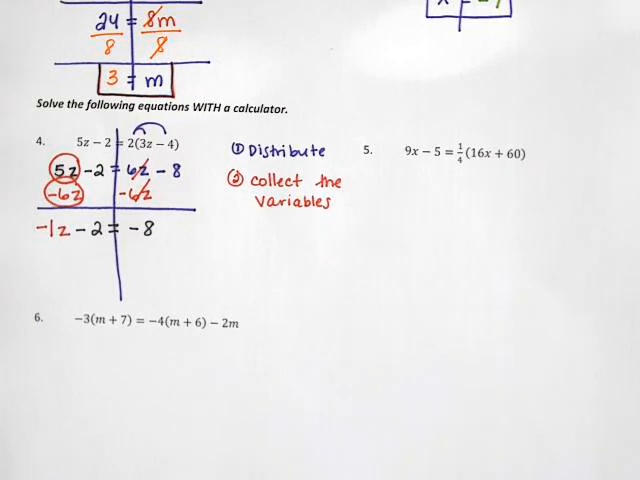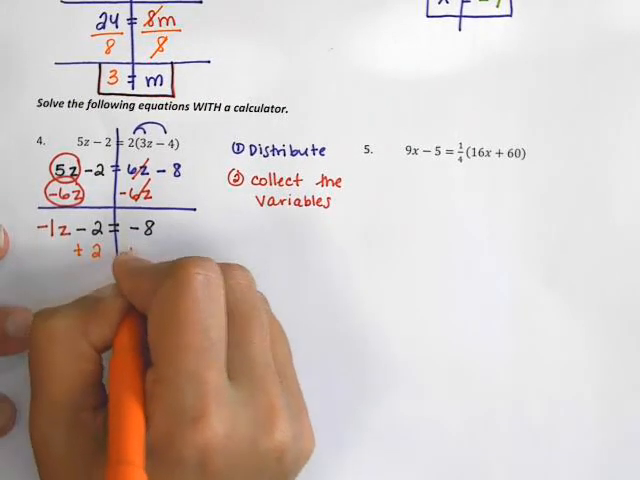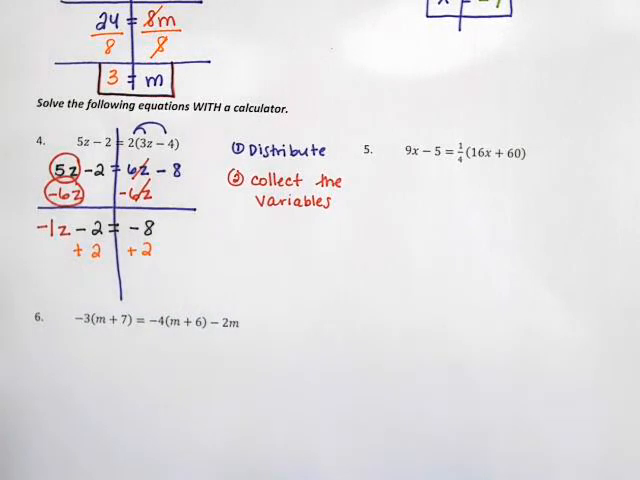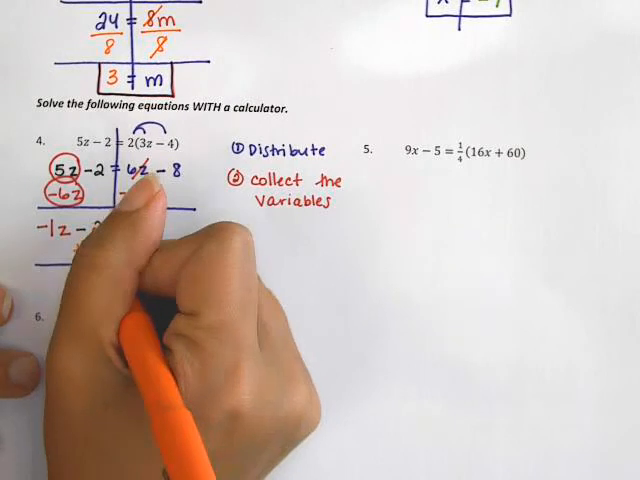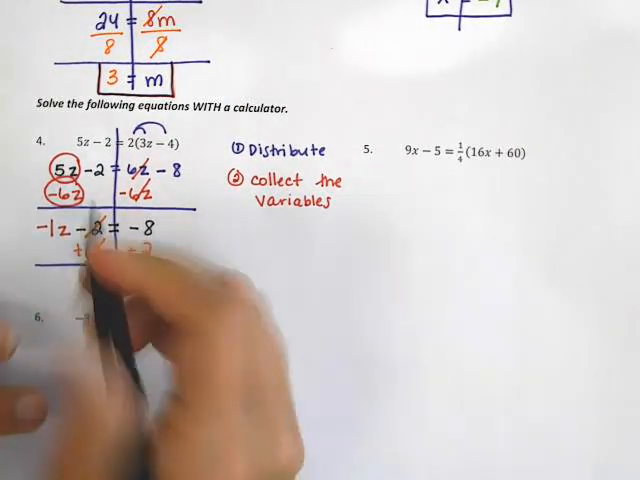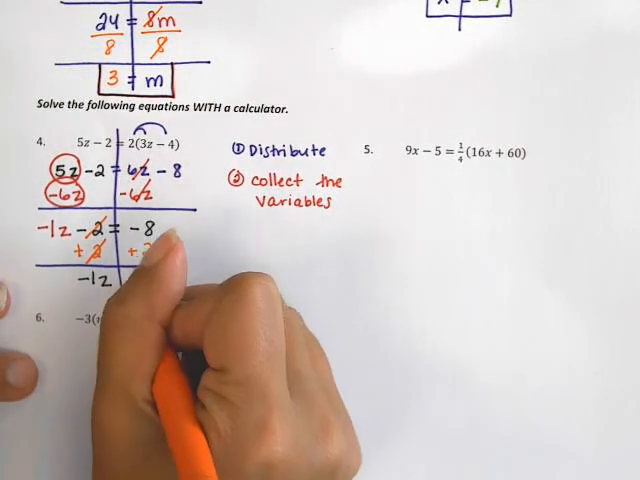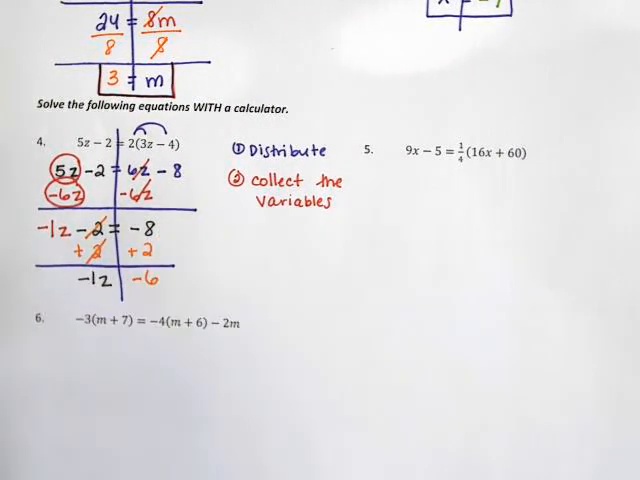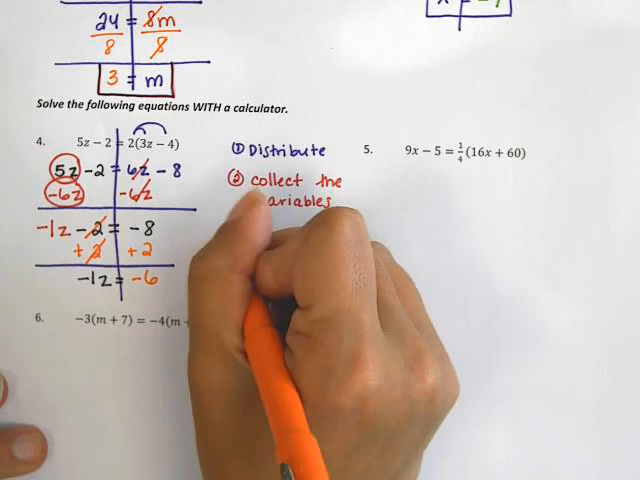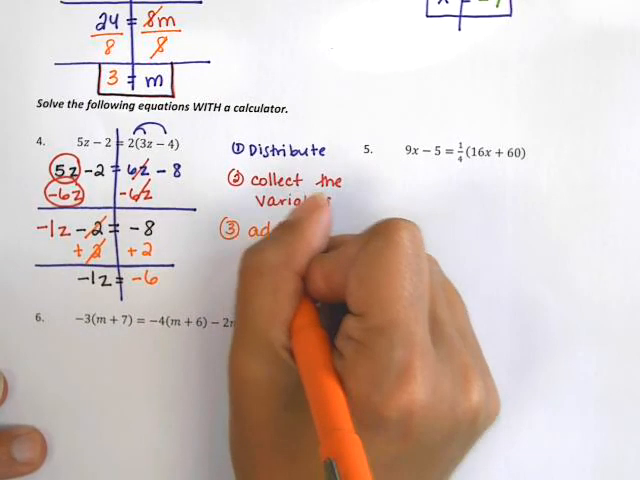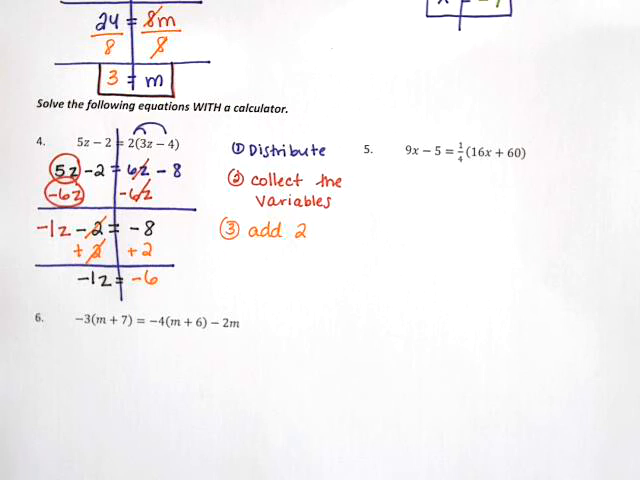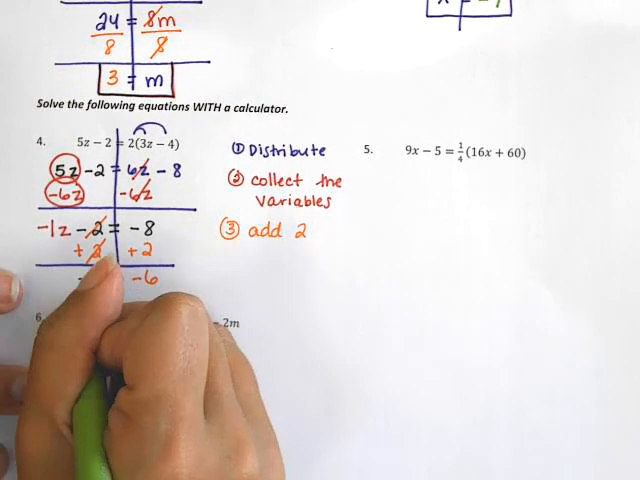Next, I'm going to add 2 on both sides, which means I get on the left side, the 2's cancel, and I get negative 1z. On the right side, negative 8 plus 2 would be negative 6. Then I added 2 on both sides. And the last thing I'm going to do is divide by negative 1.